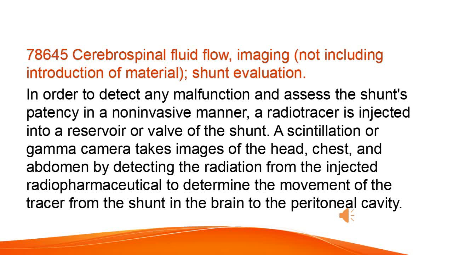A scintillation or gamma camera takes images of the head, chest, and abdomen by detecting the radiation from the injected radiopharmaceutical to determine the movement of the tracer from the shunt in the brain to the peritoneal cavity.